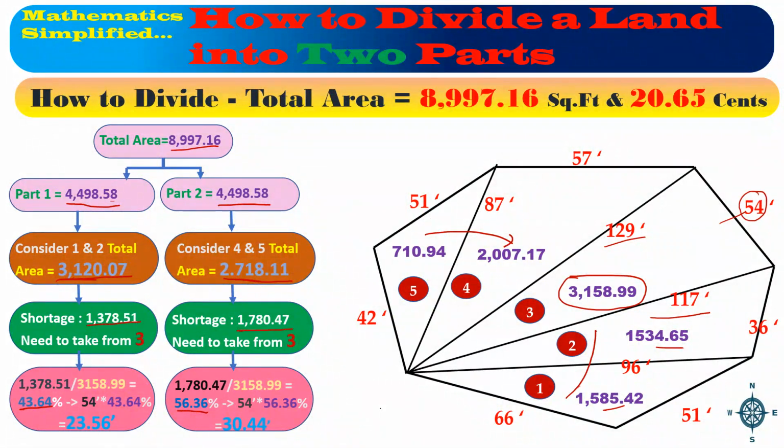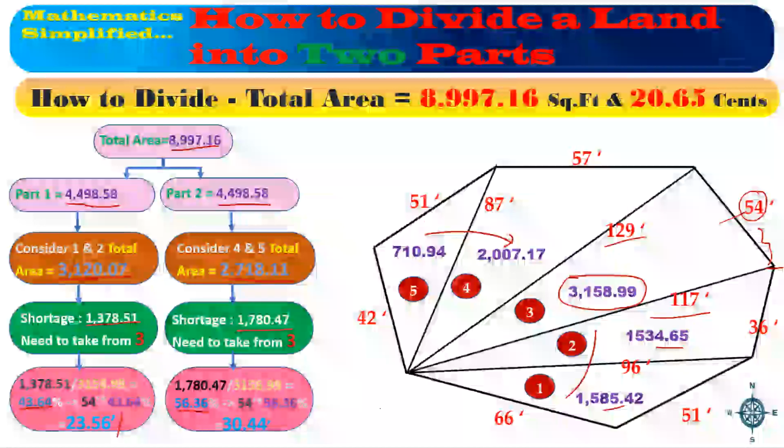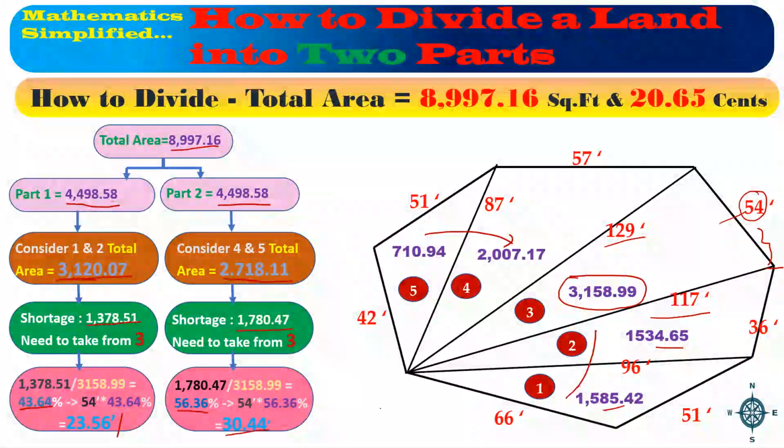For that we got the percentage, 43.64. We need to take it from the 54. So 54 into 43.64 divided by 100 is 23.56. So from this place we need to measure 23.56. Basically 54 we are dividing into two parts: 23.56 and 30.44. So we are measuring, this is the line.